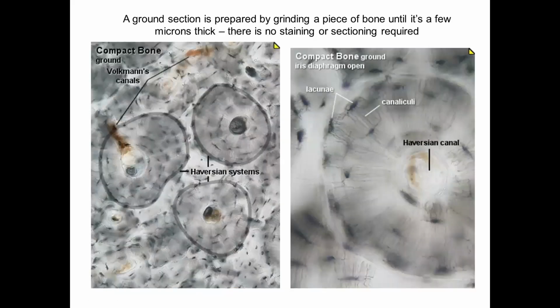This again shows you ground sections prepared by grinding a piece of bone until it's a few microns thick. There is no staining or sectioning required. So here, each of these Haversian systems or osteons with their Haversian canals, Volkmann's canals, and the lacunae and the small canaliculi. So high power view, you see the Haversian canal, you see the tiny thin canaliculi reaching from one lacuna to the next where your osteocytes were.